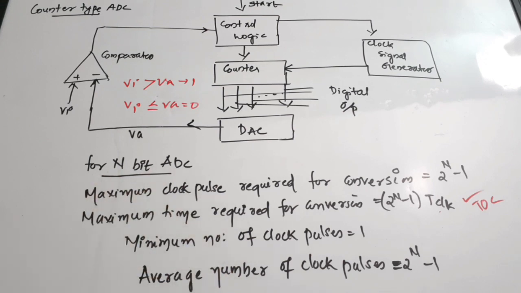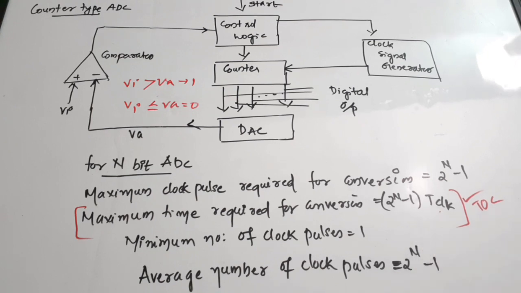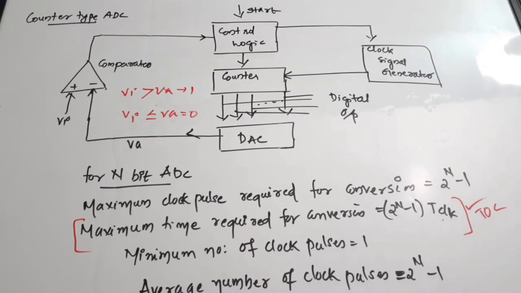Anyway, the most important equation is this: the time of conversion equation, (2 raised to n minus 1) times t clock, is the maximum time of conversion, or the time of conversion required for a counter-type ADC.